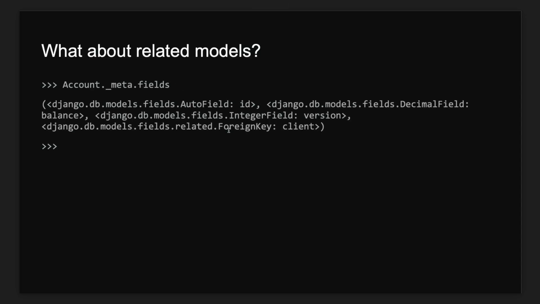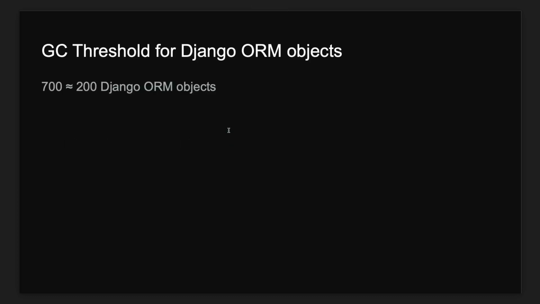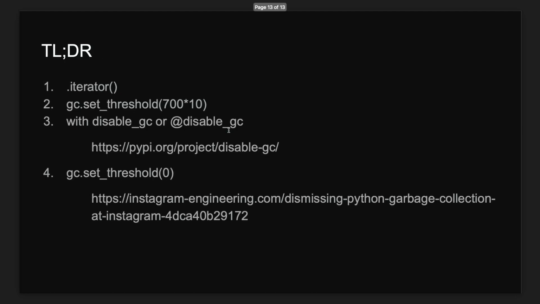And then if we get some related models, here I added a foreign key to the client. The same effect occurs if I had a column with a JSON type. So in this case, it's sufficient to load 100 objects because I fetch also this related record. So what it means is that this GC threshold for Django ORM objects is around 200. So as you load 200 Django objects, the GC kicks in, does its work, and burns your CPU cycles, and everything works slow. What to do with it?